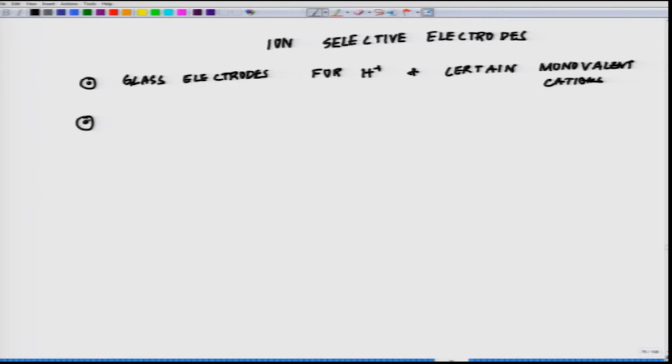Then you have solid state electrodes. These solid state electrodes are based on inorganic crystal or recently conductive polymers. Okay. We may not have a scope really to go through this, okay, but just have an idea. Inorganic crystals, or you have conducting polymers.